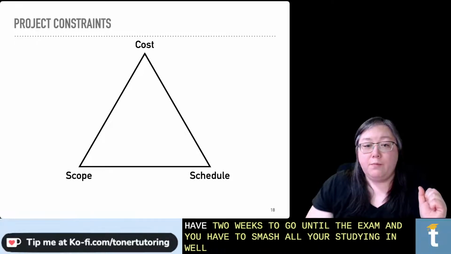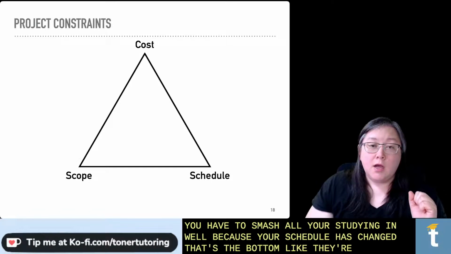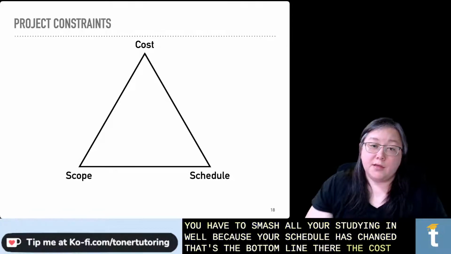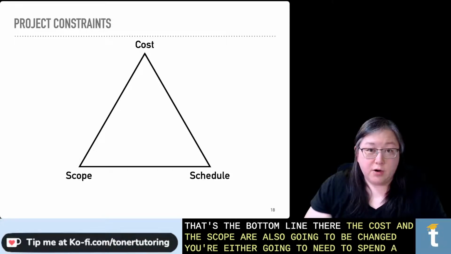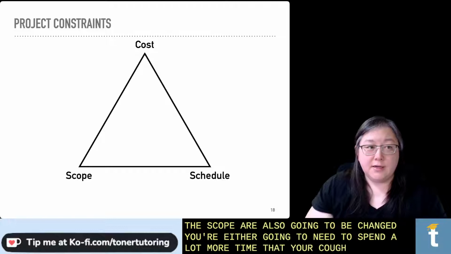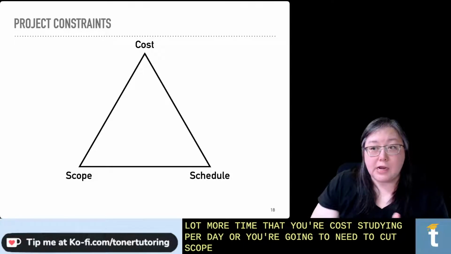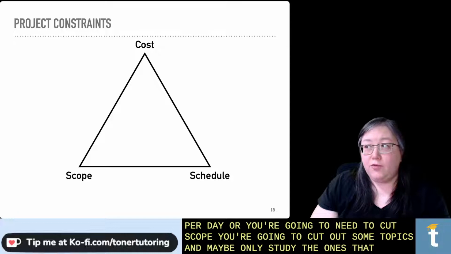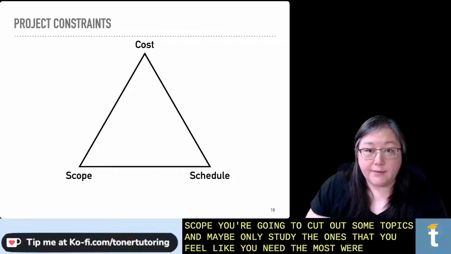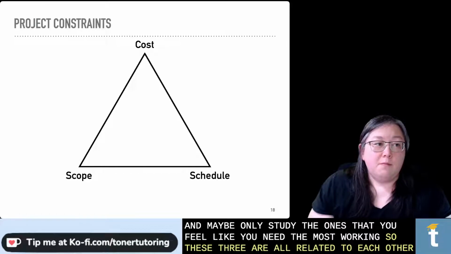Well, because your schedule has changed, that's the bottom leg there, the cost and the scope are also going to be changed. You're either going to need to spend a lot more time, that's your cost, studying per day, or you're going to need to cut scope. You're going to need to cut out some topics and maybe only study the ones that you feel like you need the most work in. So these three are all related to each other.